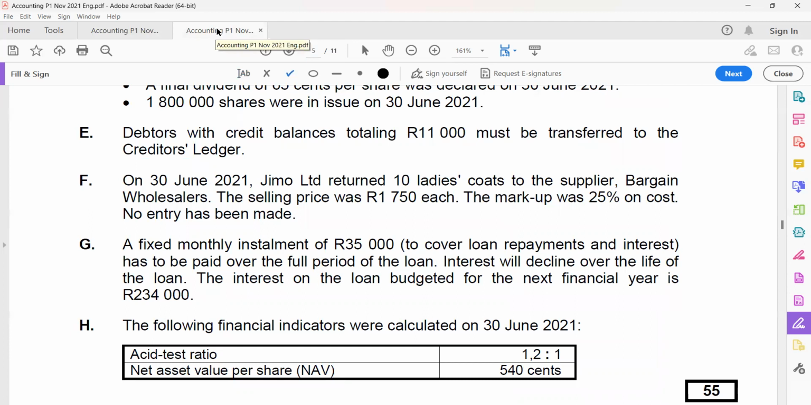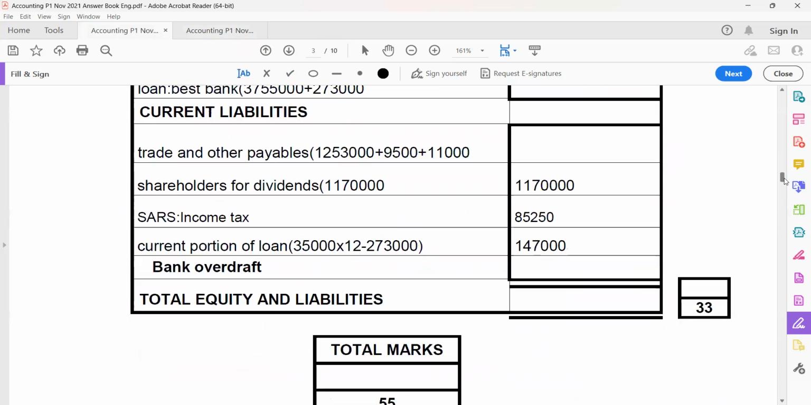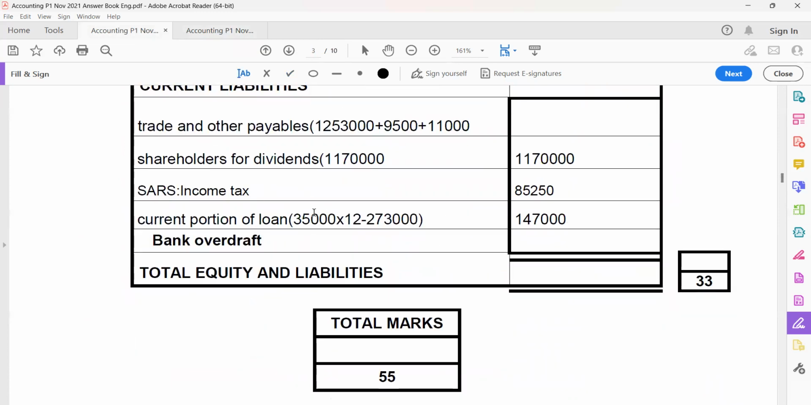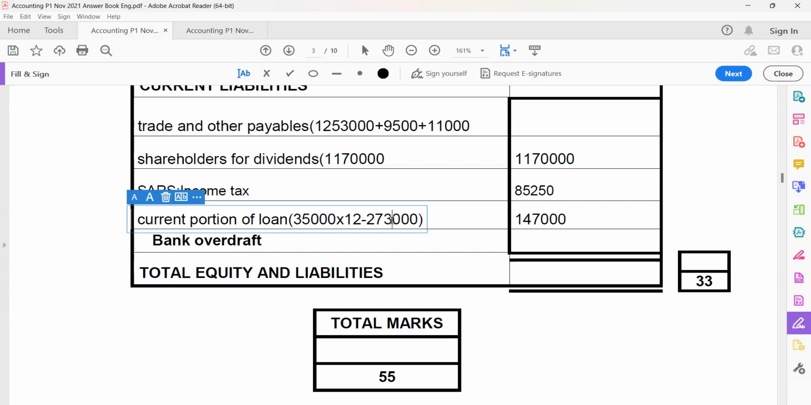A fixed monthly installment of 35,000 to cover the loan repayments and interest has to be paid over the full period of the loan. Interest will decline over the life of the loan. Interest on the loan budgeted for the next financial year is 234,000. Uh-oh. So, remember when I went to reclassify portion, I said the total repayments of 35,000 times 12 for an annual repayment, total repayments including interest and capital, minus the interest expense of 273,000, which we calculated for the current year. But now they told us it's going to be 234,000. So this must actually be reduced.